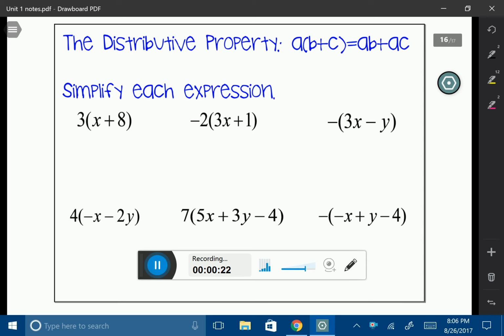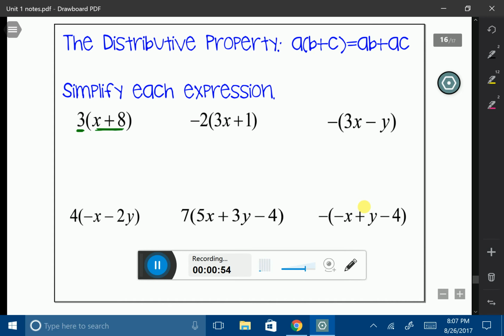Let's look at the first example here. It says 3 times the quantity of x plus 8. So the number that is going to be distributed is the number that is outside of the parentheses. So in our case, it's going to be the 3. The numbers that we're going to distribute the 3 into are going to be the numbers that are inside the parentheses. I'm going to show you this little technique that you don't have to do, but it shows you how to do this.